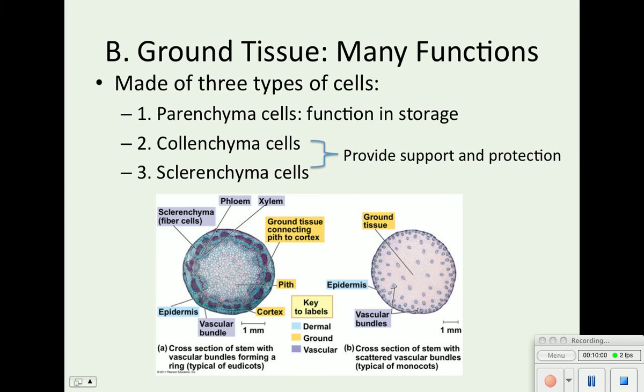Ground tissue, like I said, has many functions, but it's made of 3 types of cells: parenchyma cells, and their main function is storage. And then the other 2 types of cells, collenchyma and sclerenchyma, provide protection and support. And so where are these in a cross-section of a plant? Well, there's sclerenchyma right there. So right there, they're fiber cells. I'm not seeing any of the other words on there.